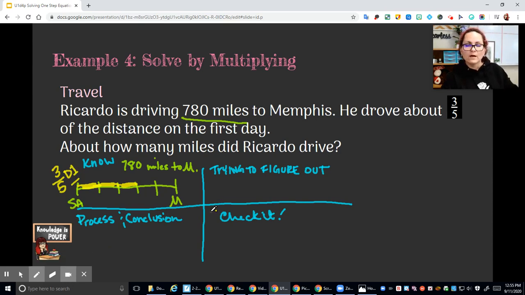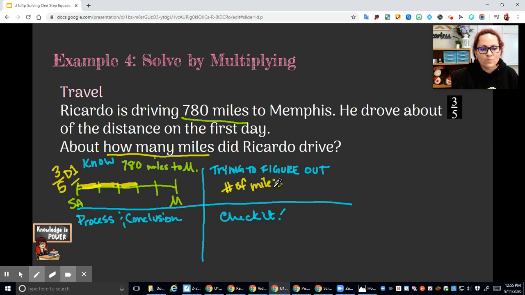What are we trying to figure out? So often students fail to read what the question's actually asking for. Always go back, maybe underline it, but it says about how many miles did Ricardo drive, okay? They want to know the number of miles. That is what our variable is going to be. I'm going to call it X because I'm incredibly creative. There we go. X is the number of miles that he drove. Okay, so the number of miles that Ricky, I'm going to rename him, drove.